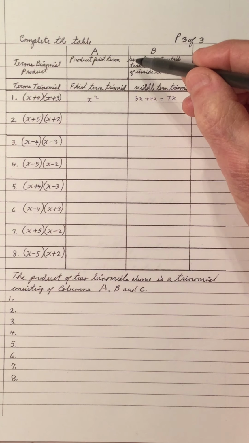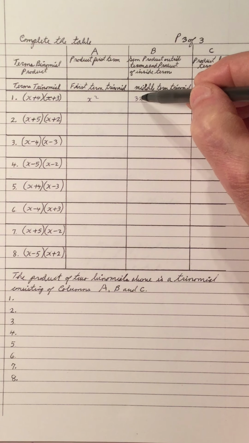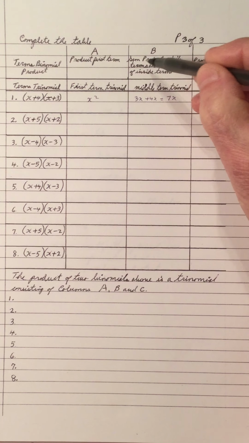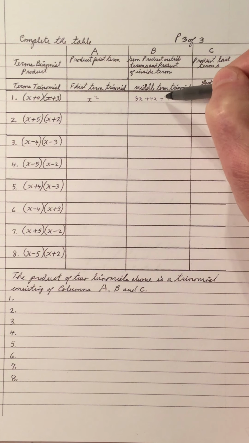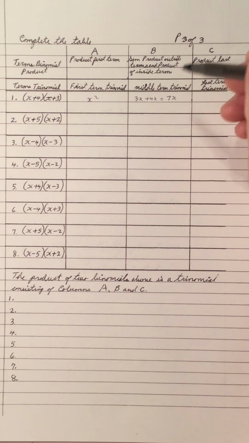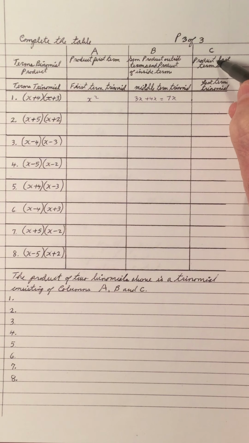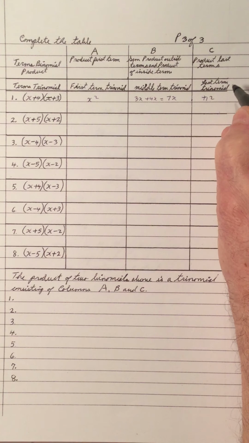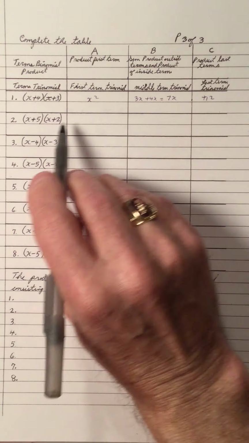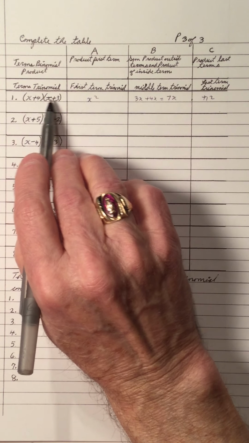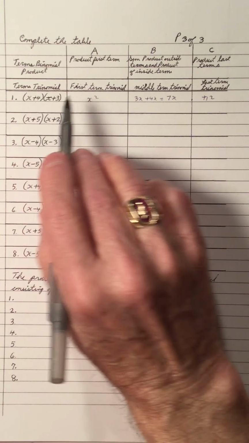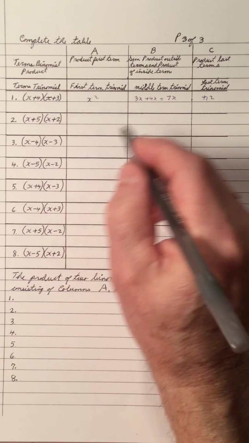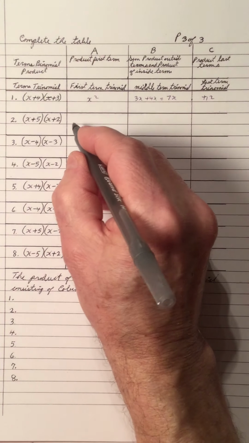So what we're saying is, the sum of the product of the outside, 3x, and the product of the inside, which is 4x, is the middle term of the trinomial, which is 7x. And the product of the last terms is a plus 12, or just say 12. That's the product of the last terms of the binomial, and it is the last term in the trinomial. So it's the same as we did before, we're only writing it all down and explaining it differently.